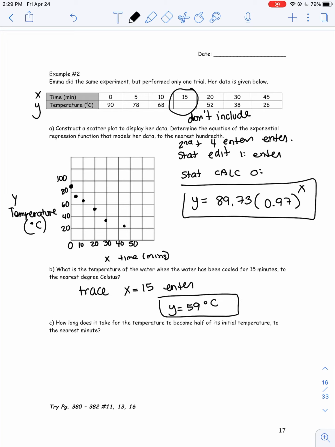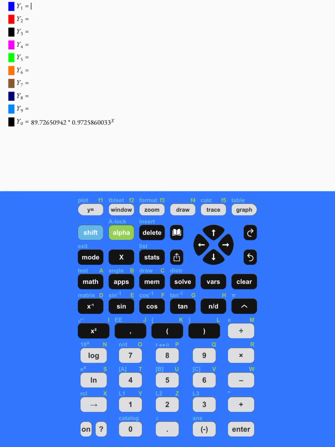And that's my answer. The next one is asking, how long does it take for the temperature to become half its initial temperature? Our initial temperature was 90 degrees Celsius. They want half of that, so we divide by 2 and get 45 degrees. This is our Y value that we need to enter. Whenever you need to enter a Y value, you go to Y equals and enter that Y value of 45 anywhere, it could be in your Y2, wherever you have a space. All that's doing is changing the color.